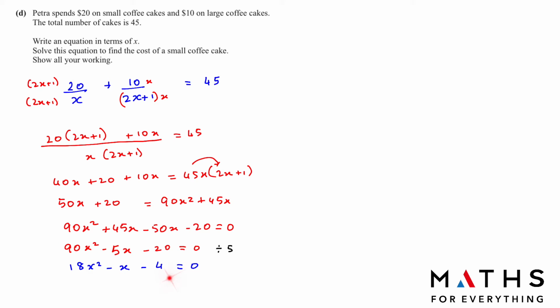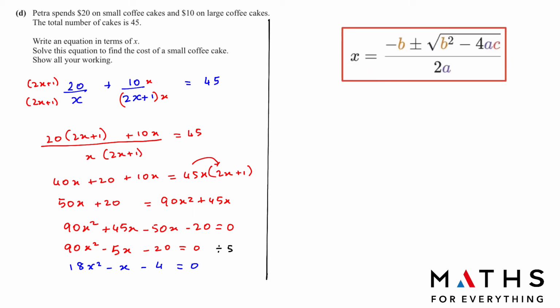Now this is a quadratic equation. You can either solve it by factorizing, completing the square, or using the quadratic formula. To check whether you can factorize, you can use the calculator, depending on which calculator you have. But if the numbers are like this, it's a better idea to use your quadratic formula.